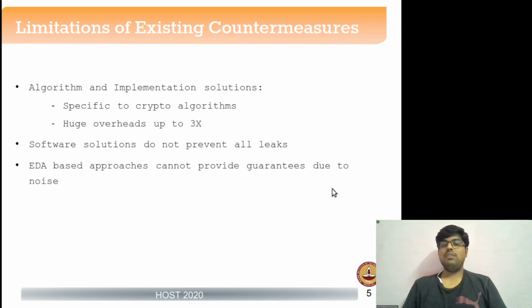On the other hand, software solutions such as compiler level solutions and code morphing do not prevent all types of leakages, and are designed to protect specific applications or algorithms. EDA based approaches do not provide security guarantees due to the higher noise levels.